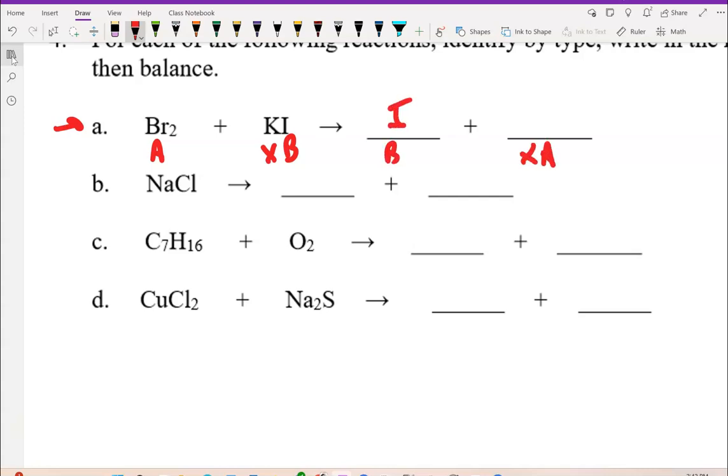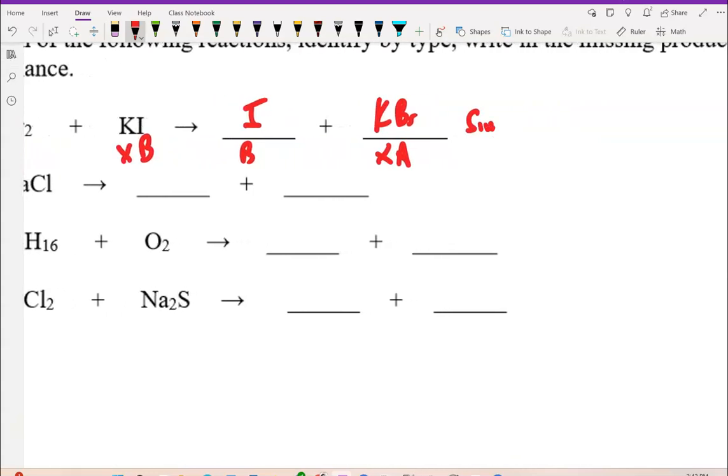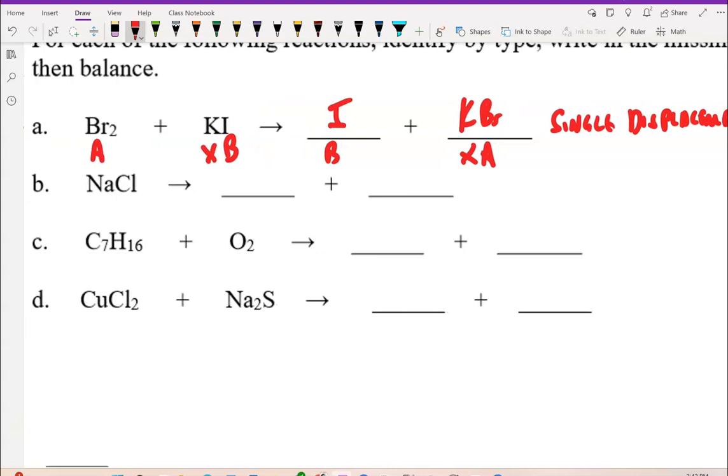Well, that means the B is going to be iodine, X is the potassium, bromine is the A. That's clearly a single displacement reaction. There's really no other reaction this could possibly be. And so we'll say, because it looks like what we did in Lab 5A, that this is single displacement. And we'll balance it because it asked us to balance it. See that 2? Put a 2 there, put a 2 there, put a 2 there. All right.